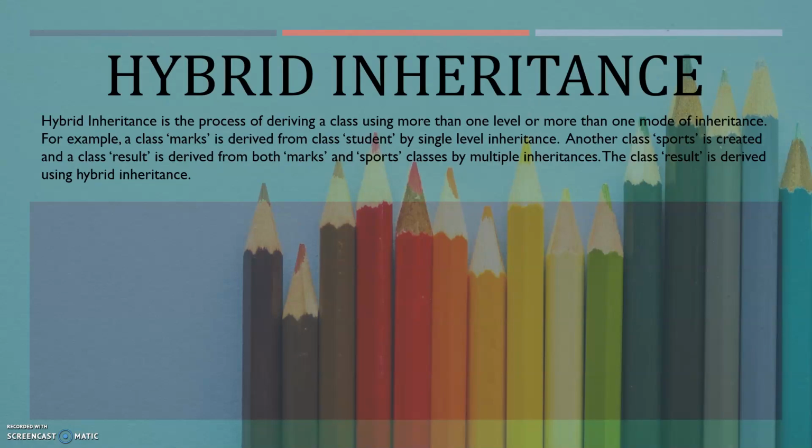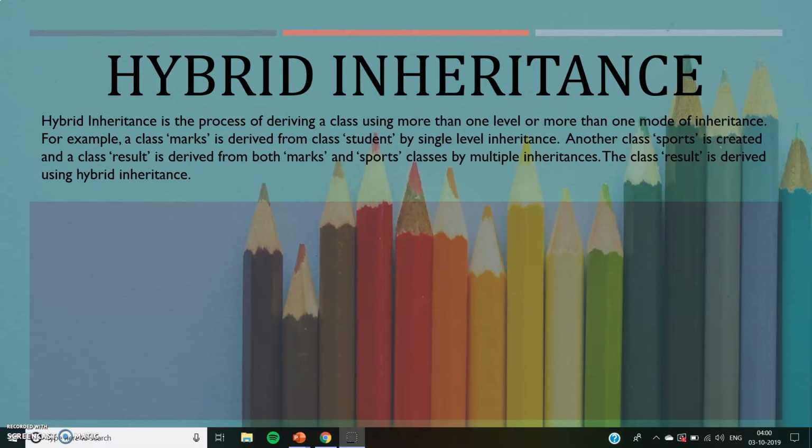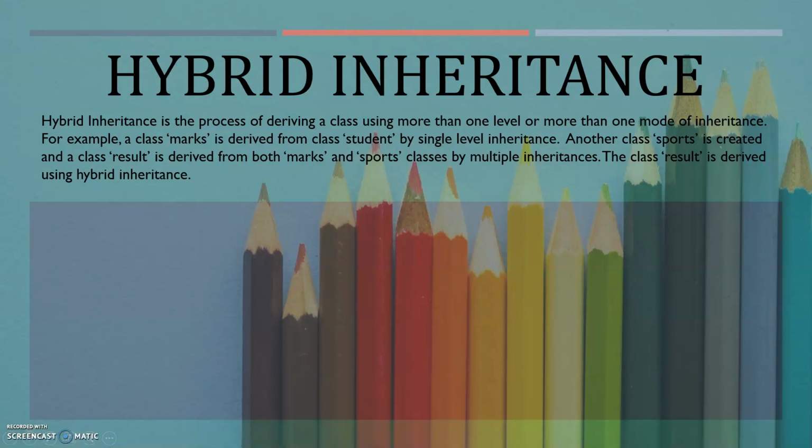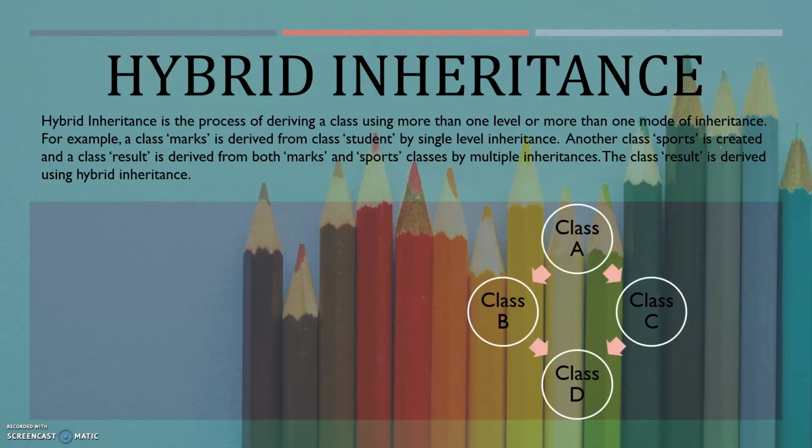Hybrid inheritance. Hybrid inheritance is the process of deriving a class using more than one level or more than one mode of inheritance. For example, a class marks is derived from class student by single level inheritance. Another class sports is created and a class result is derived from both marks and sports classes by multiple inheritance. The class result is derived using hybrid inheritance.